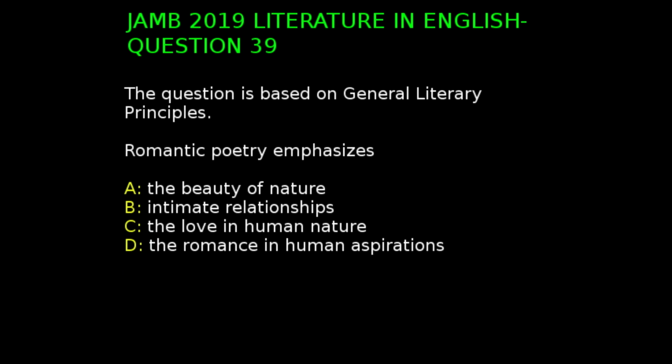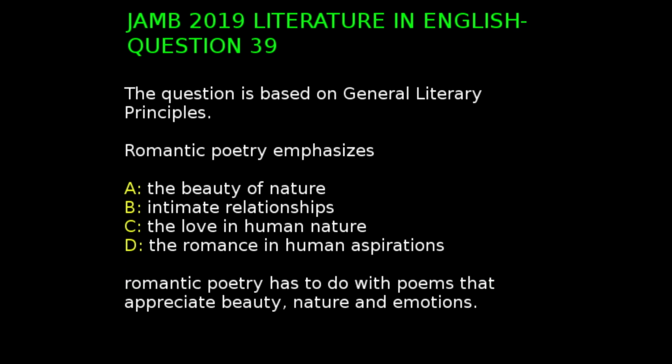To better understand and select the correct answer to this question, let us first of all define what a romantic poetry is. A romantic poetry can be defined as poems that have to do with appreciation of beauty, nature, and emotions. From this definition, it is obvious that the answer to this question is option A, which is the beauty of nature. In other words, romantic poetry emphasizes the beauty of nature.